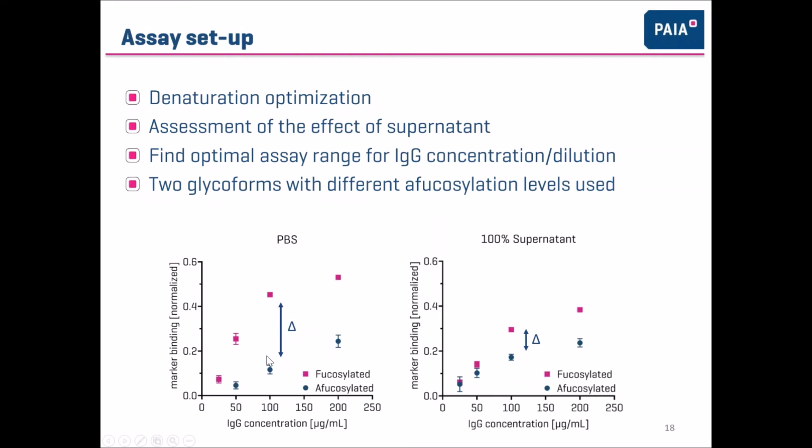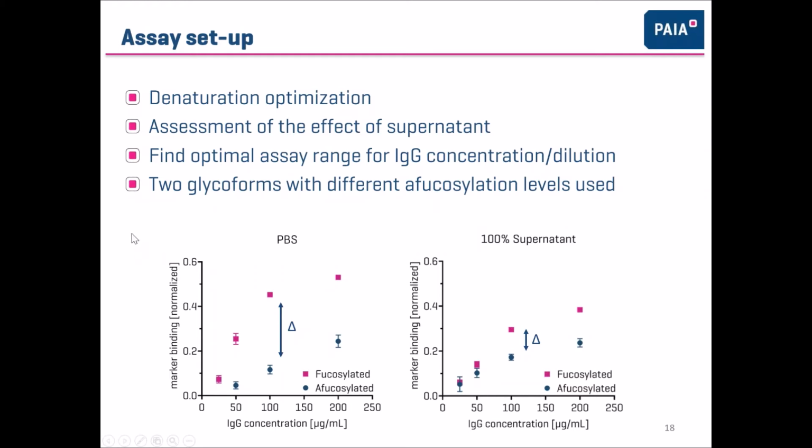The second thing is that you can derive the IgG concentration range which is optimal for such an assay. And you would say that here, anything from maybe 50 to 100, maybe 150 is a good range for this assay, in which we will have a really good separation between fucosylated and afucosylated samples.